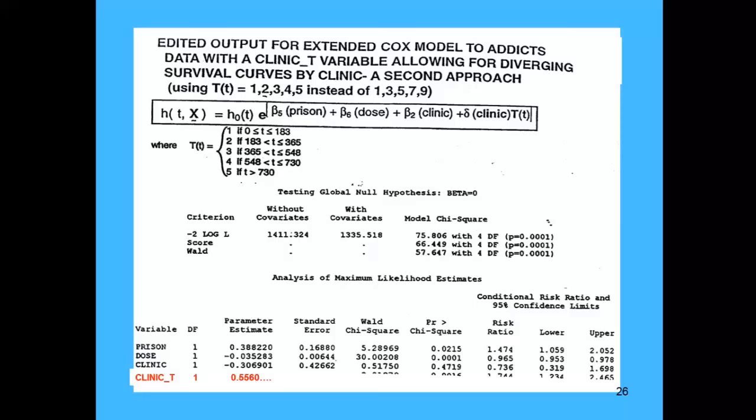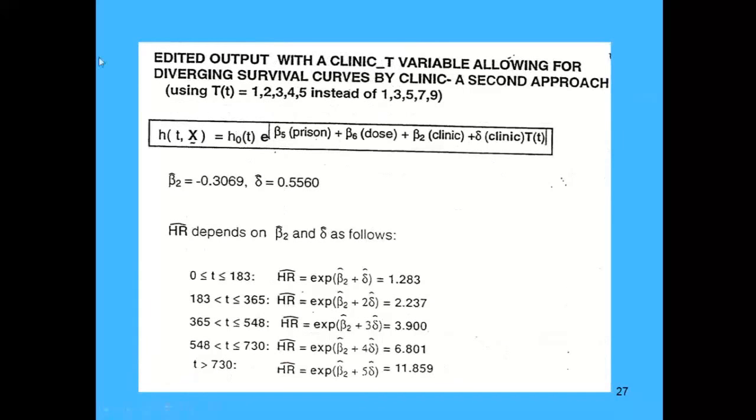If I fit this model, I will get my coefficient. This didn't come out that easily, so I wrote the coefficient in here. The coefficient of this delta for this model is 0.5560, and these coefficients are different too because it's a different model. If I plug in for this model the beta 2 and the delta, and compute the hazard ratio for 1, 2, 3, 4, 5, that is for the first half year, the second half, a year and a half, the second year and a half, and then after 2 years.